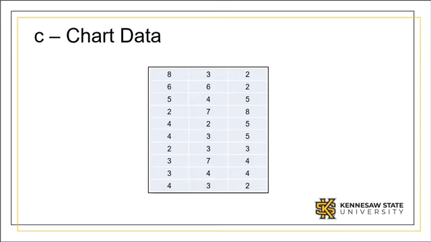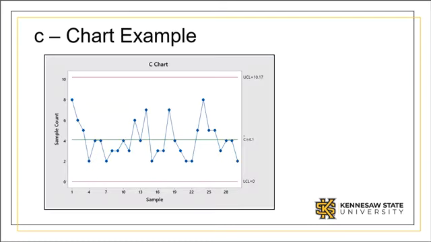Let's use the same data set from the previous example. We are given the number of defects of 30 lots of material. Each lot contains 50 samples. Therefore, n is 50. Let's construct the C chart. Using technology, the C chart is shown here.